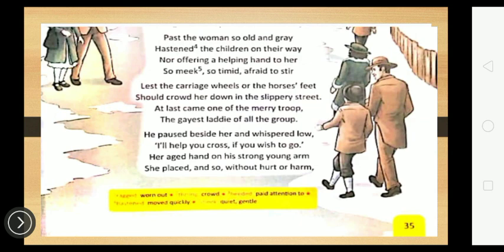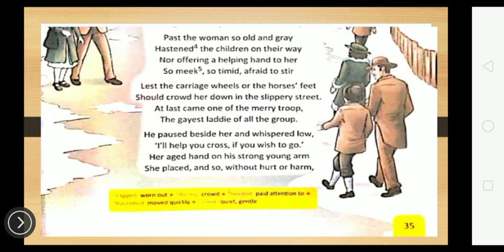At last come one of the merry troop, the gayest lad of all the group. So at last a group of boys comes. Merry means happy. The gayest means the happiest. Lad means young boy, of all the group. He paused beside her and whispered low. In a very low voice, he whispered that he would help her cross if she wished to go. He told her, I am ready to help you cross the road. If you are willing to go, come with me.